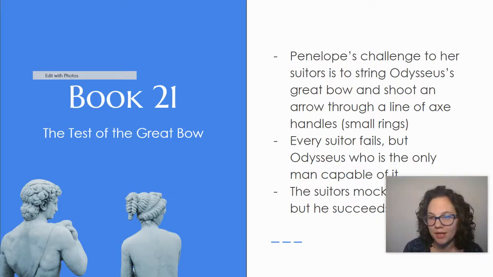Which is almost impossible. The only person that she knows who can do it is her husband, who she doesn't know is around. So she thinks she's getting off scot free without a husband. What ends up happening, of course, predictably, is every suitor fails. They can't do it. They think they are all that, but they are not. And Odysseus actually comes forward. He wants to try it.